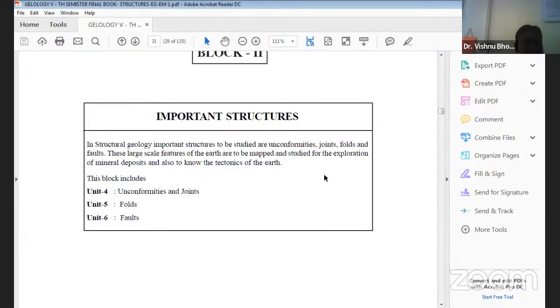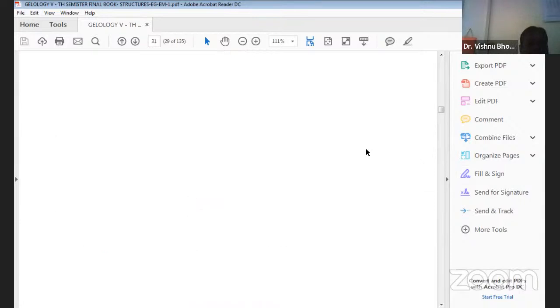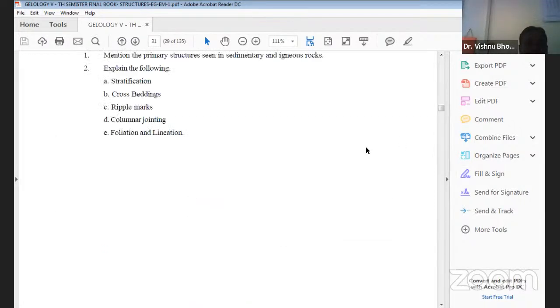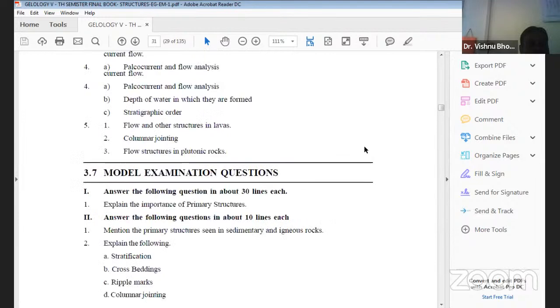Yeah, in the last class we discussed primary structures. Again, we discussed the same primary structures that we have seen.